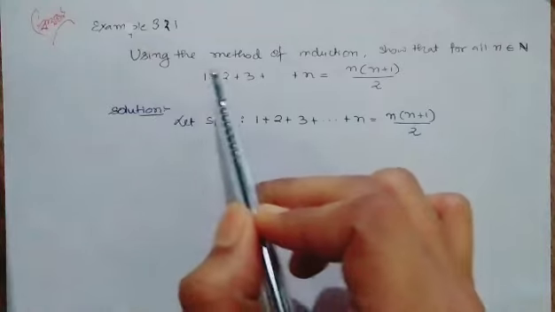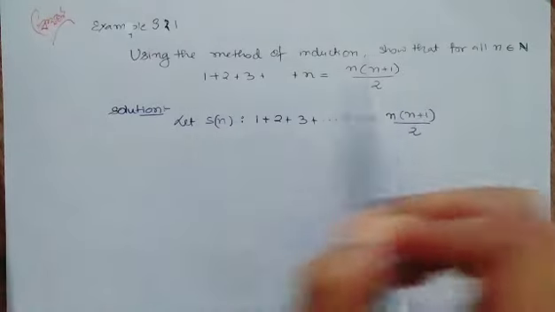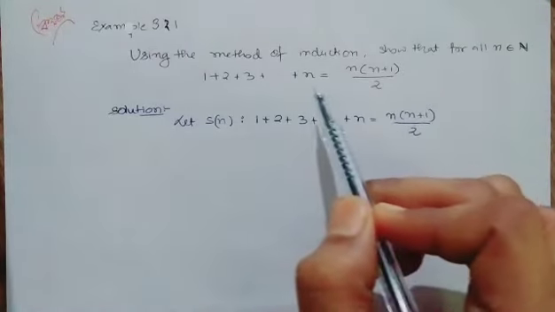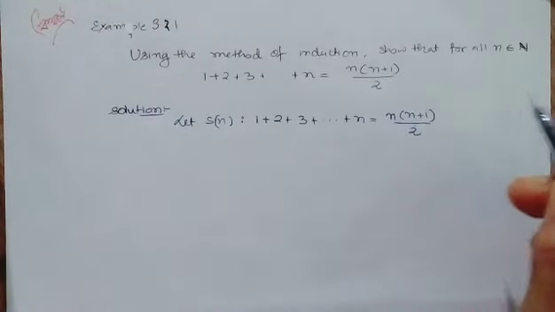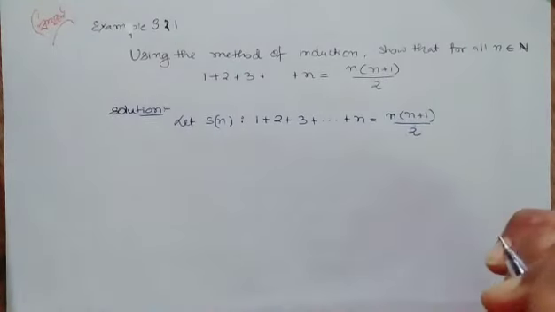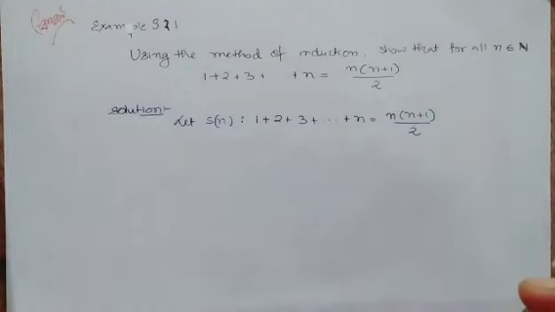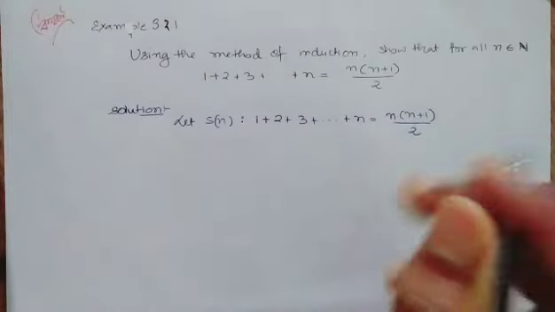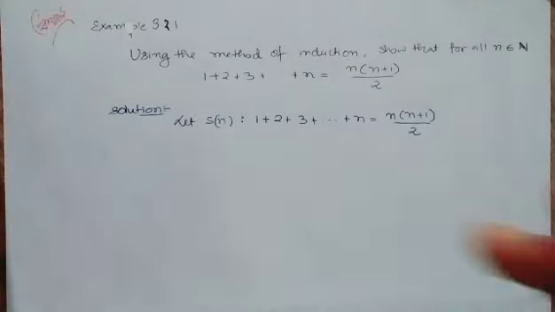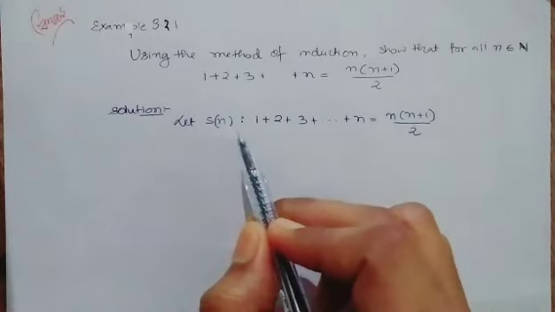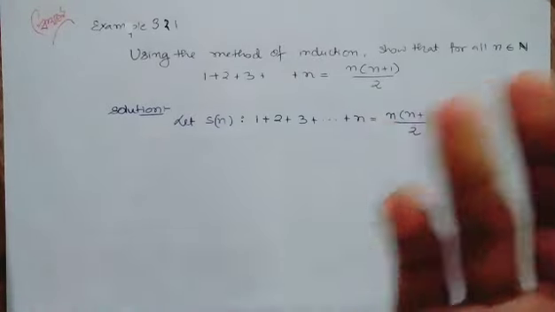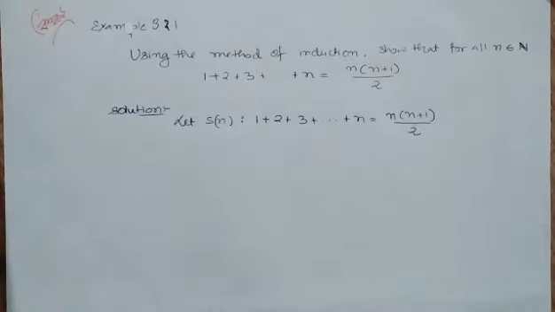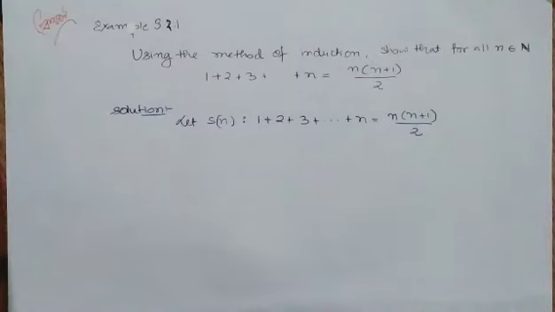It says that using the method of induction, prove that this formula is true: the sum of the natural numbers up to n gives n into n plus 1 divided by 2. It is true for all natural numbers. So we have to prove this formula using the method of mathematical induction. Let us first define this formula as Sn is equal to 1 plus 2 plus 3 up to n, and it gives n into n plus 1 divided by 2. So we have defined this statement.